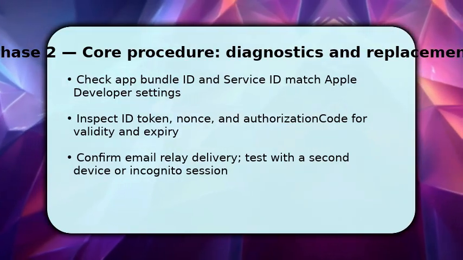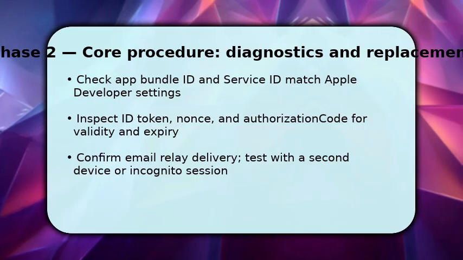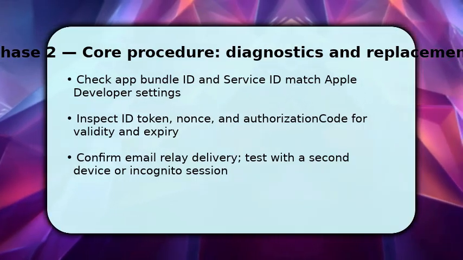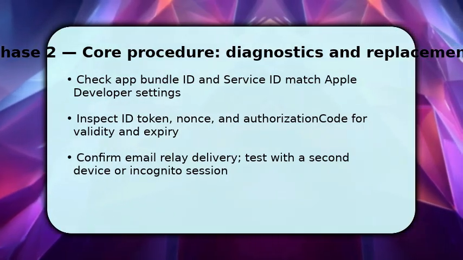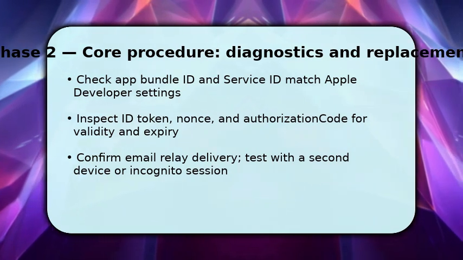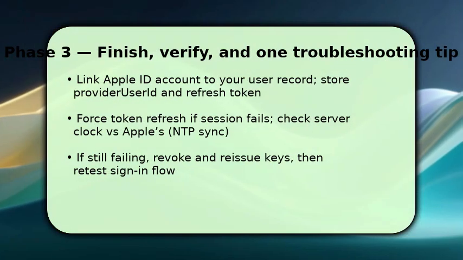Also confirm the relay email delivered if you hid your real address. Test on another device or in an incognito window. Finish by linking the returned Apple provider user ID to your application user record and store any refresh tokens securely.